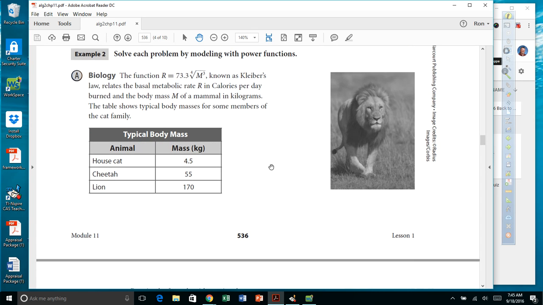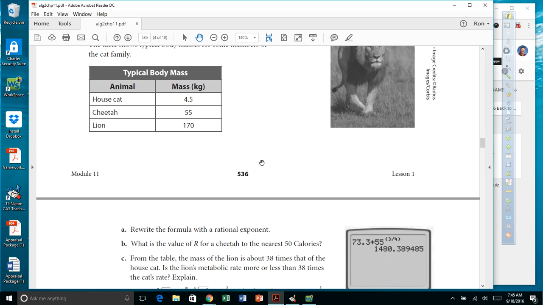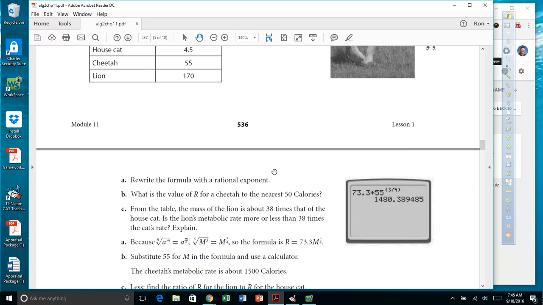So we have a little biology problem here. The function R equals 73.3 times the fourth root of m cubed. That's known as Kleiber's Law. It relates the basic metabolic rate R in calories per day burned and the body mass m of a mammal in kilograms. So a house cat has a body mass of 4.5, a cheetah of 55, and a lion of 170.